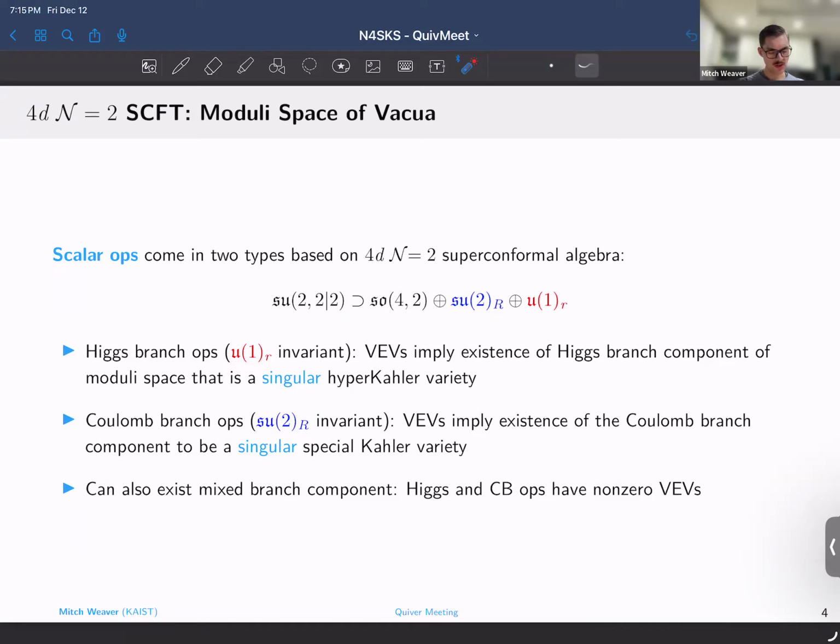And then you have the Coulomb branch operators, which when they get vevs, remain SU(2)_R invariant, and they give rise to this so-called Coulomb branch component, which is a singular special Kähler variety. And there can also exist mixed branch components where you have simultaneously both Higgs branch and Coulomb branch operators getting non-zero vevs. But I'm not going to be talking about either really the Higgs branch or any mixed branch components today. We're just going to focus exclusively on the Coulomb branch.